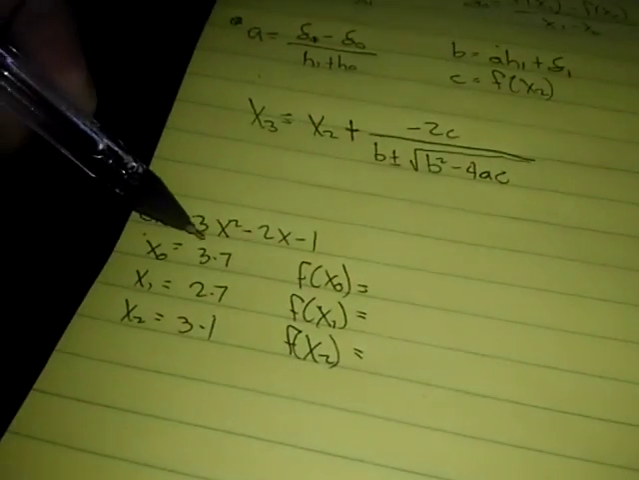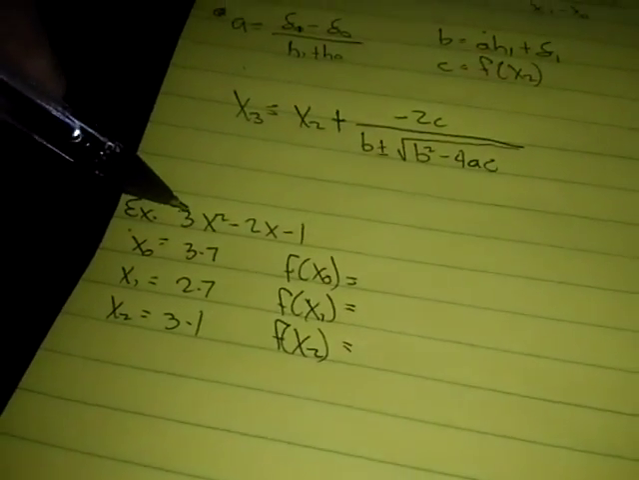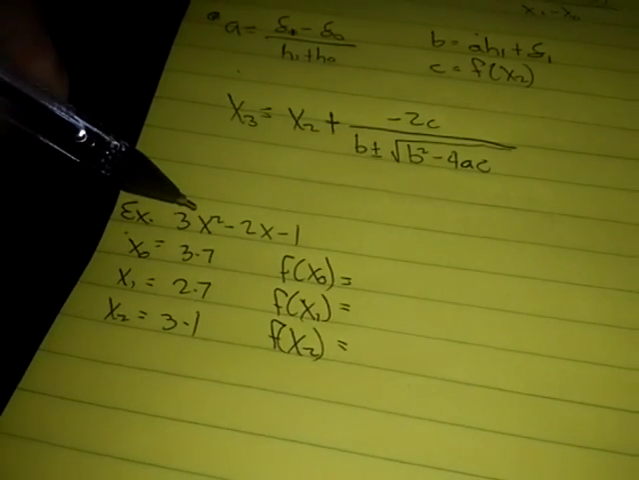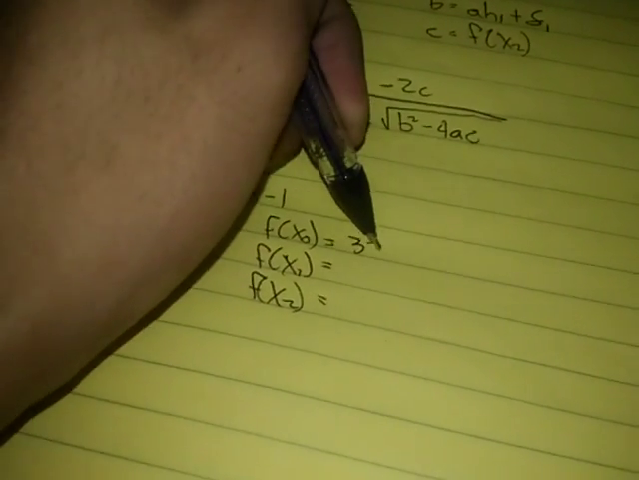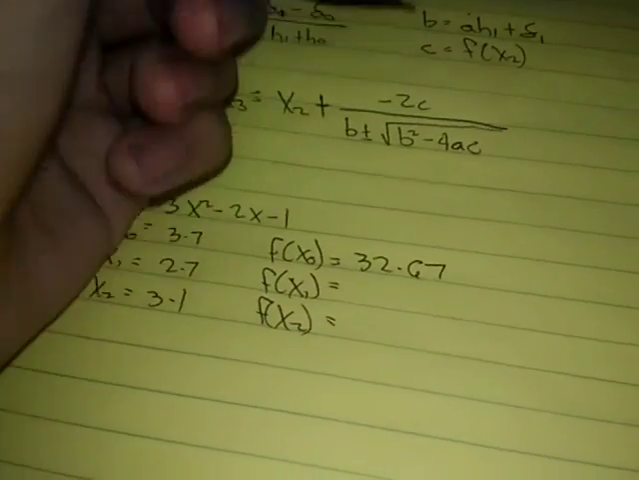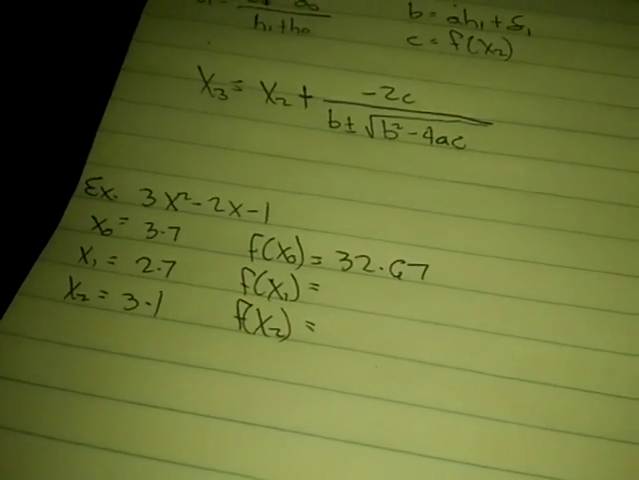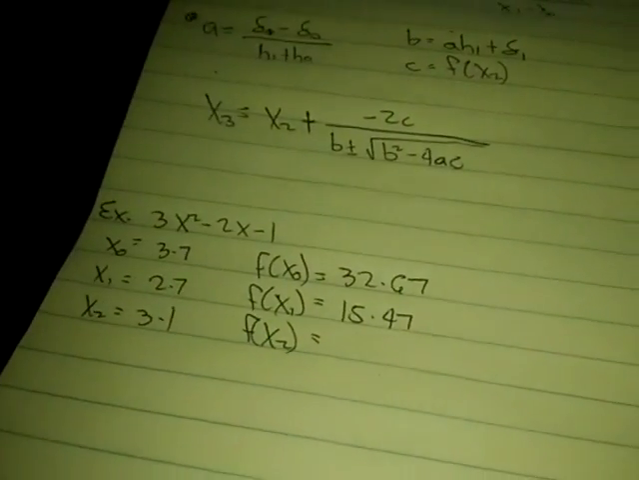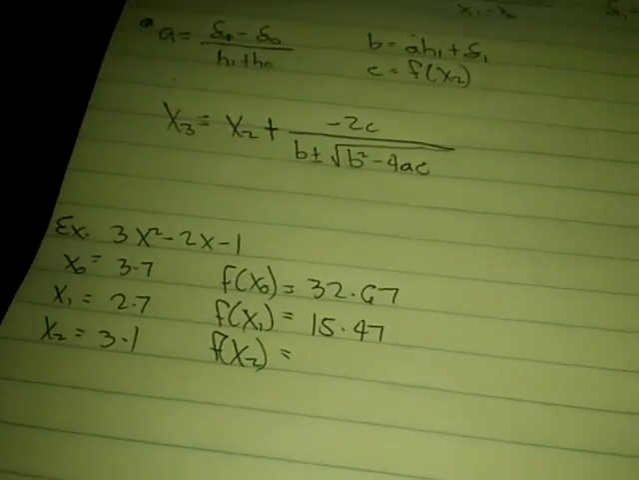Pag sinubstitute natin ito, ang kalalabasan niyan is 32.67. Value ng f(x1) ay 15.47. At yung huling value is 21.63.